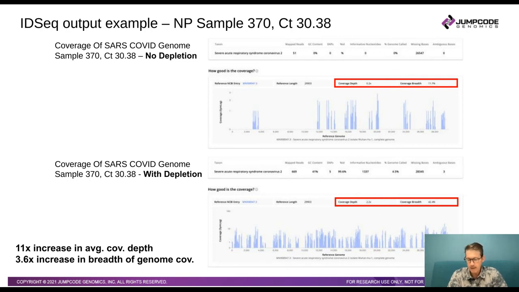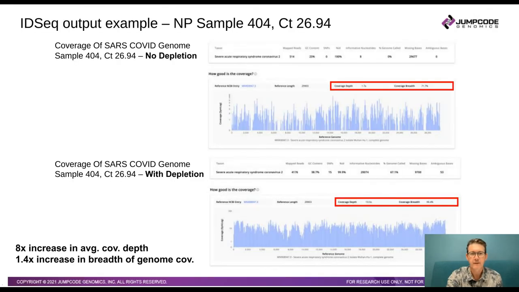We're seeing an increase in coverage depth from 0.2x to 2.2x. This is at a depth of coverage of 10x or greater, and so we're requiring 10 reads overlapping a base to count this as covered or not. And so we're seeing a tenfold increase in coverage there. And then a breadth of coverage at 10x or greater, moving from 11.7% in the mock to 42.4% in the depleted.